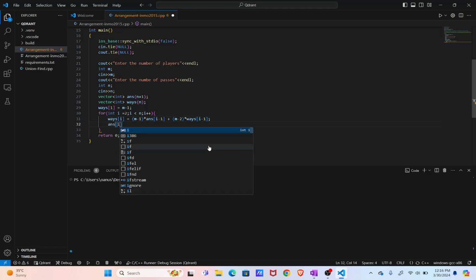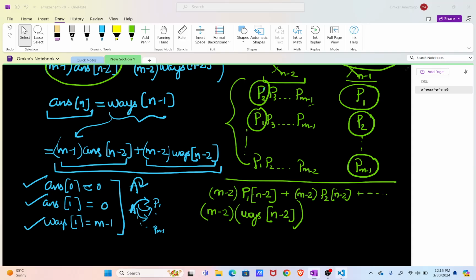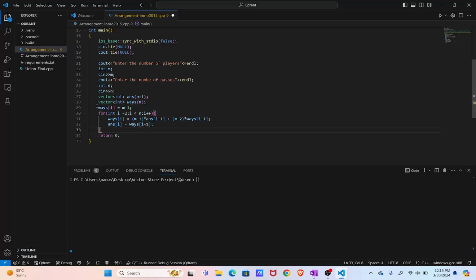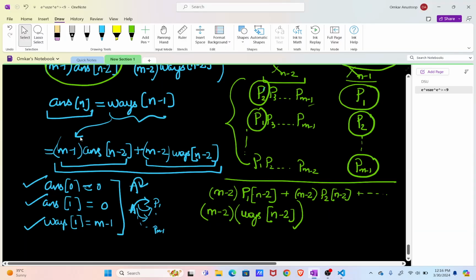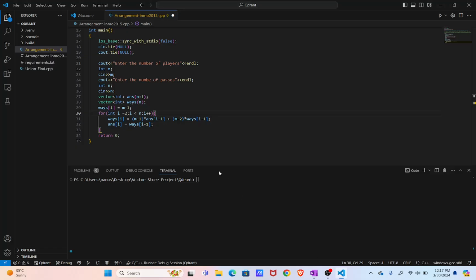And of course, answer at the ith position will be the number of ways at I minus 1. Because I'm just basically doing this implementation, whatever we derived here, right? So answer after n passes is the number of ways after n minus 1 passes. That's what I have done here, right? This part. And I have kept the recurrence relation as it is. Like the number of ways after any given number of passes is m minus 1 times answer with 1 less pass, plus m minus 2 times the number of ways with 1 pass less. That's what I have done here.